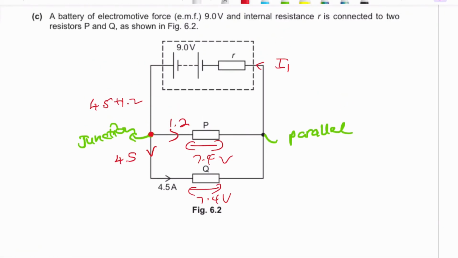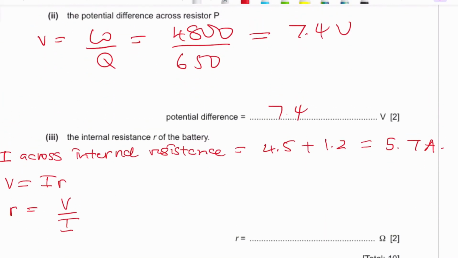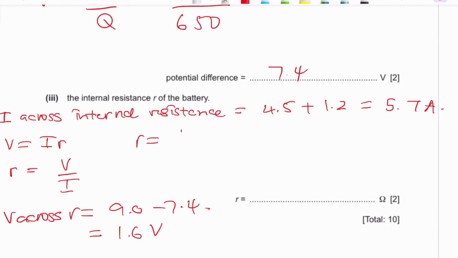So if this takes 7.4, but I had 9 volts to begin with, how much voltage do I have across R? Basically, my V across R would therefore be just 9.0 subtract 7.4. That would be just 1.6 volts, okay? So my value of r will basically be 1.6 divided by 5.7, right? 0.280707. So basically 0.28 ohms is my value of r.